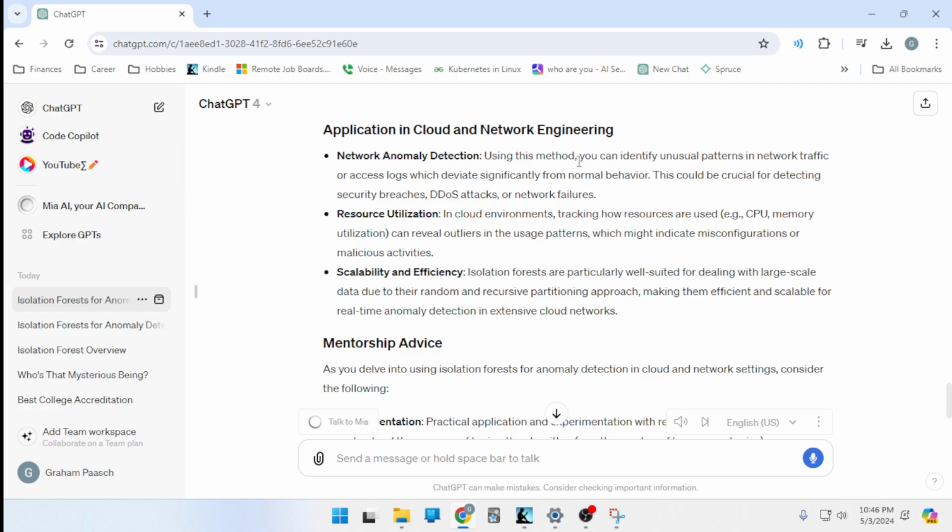Mentorship advice as you delve into using isolation forests for anomaly detection in cloud and network settings. Consider the following. Experimentation: practical application and experimentation with real network data will help you understand the nuances of tuning the algorithm, e.g., number of trees, sample size. Integration: look into how this method integrates with existing monitoring tools or platforms. Often, anomaly detection is just one part of a larger system of health checks and monitoring. Continuous learning: keep abreast of the latest research and improvements in the field of machine learning for network security, as this area is rapidly evolving with new techniques and tools emerging. Using these trees in an isolation forest setting can significantly enhance your ability to preemptively spot and react to anomalies, thereby maintaining system integrity and performance.